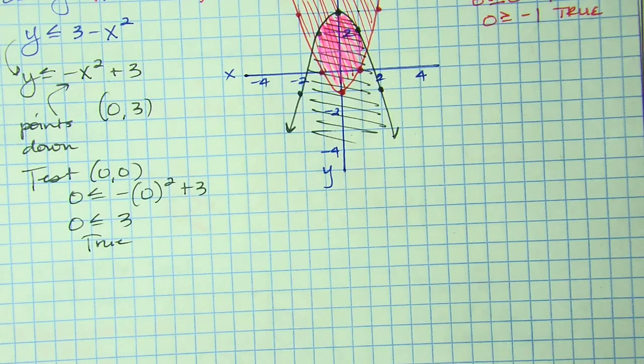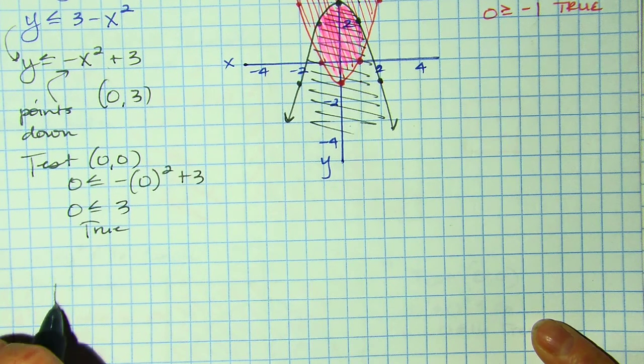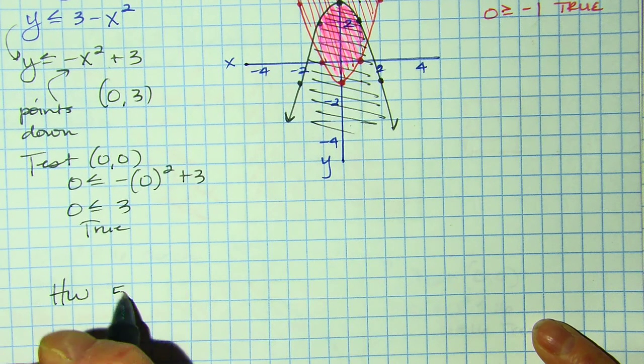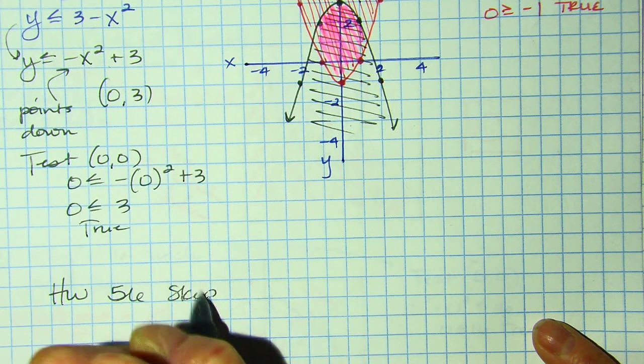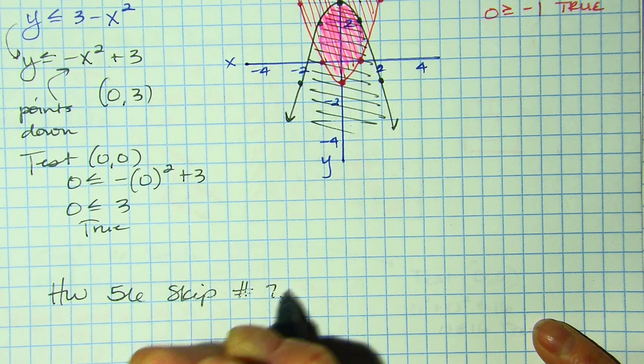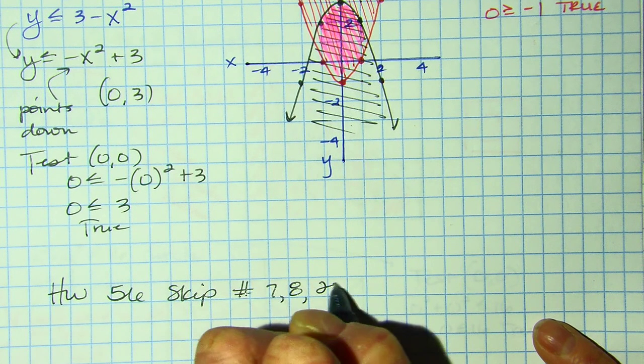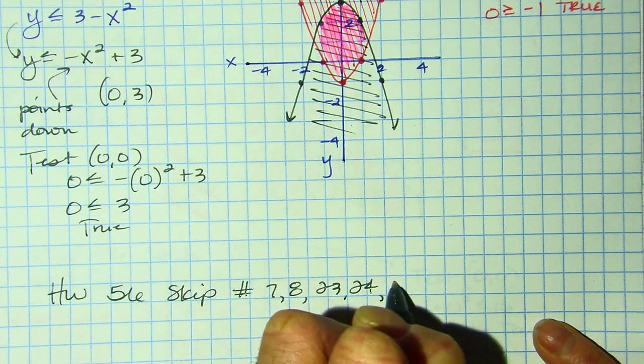If not, I can help you if you have any questions on your homework. Speaking of homework, I know this video has been long enough. So homework 56, skip numbers 7, 8, 23, 24, and 27.